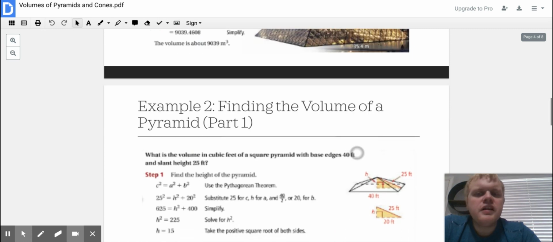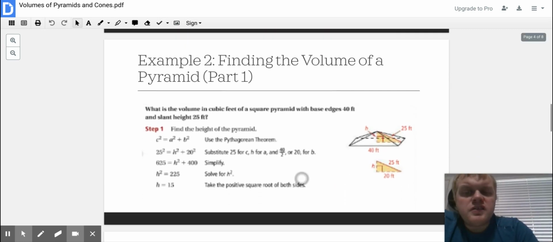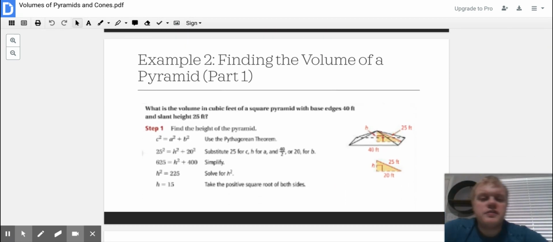All right, finding the volume of a pyramid. So what's the volume in cubic feet of a square pyramid with base edges of 40 feet and a slant height of 25 feet? So this one, they don't give us the height. So in this instance here, our first thing that we have to find here is the height. And for us to do that, we're going to use Pythagorean theorem here. So the Pythagorean theorem, as you can kind of tell in this highlighted image right here, there is our triangle. That side that the H is pointing to, that's what we're trying to find.